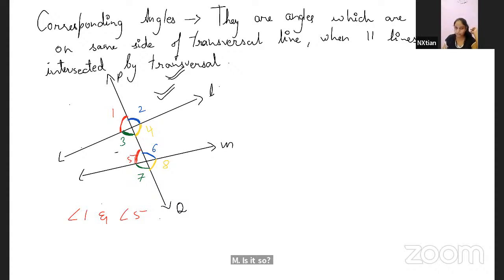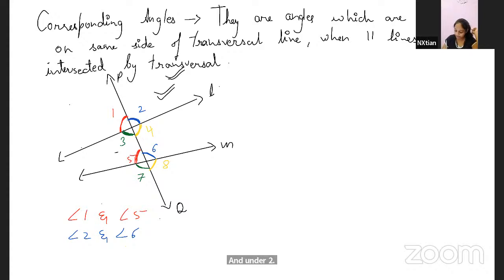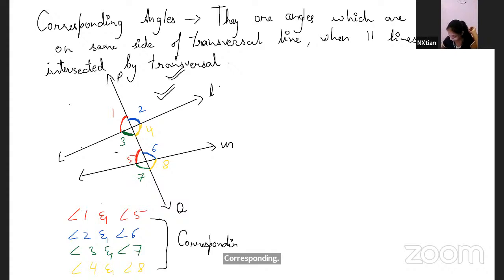Okay, I'm writing. You can put corresponding angles, put a dash, and write it. Angle 1 and angle 5, then angle 2 and angle 6, then angle 3 and angle 7, and angle 4 and angle 8. These are corresponding angles of non-parallel lines.